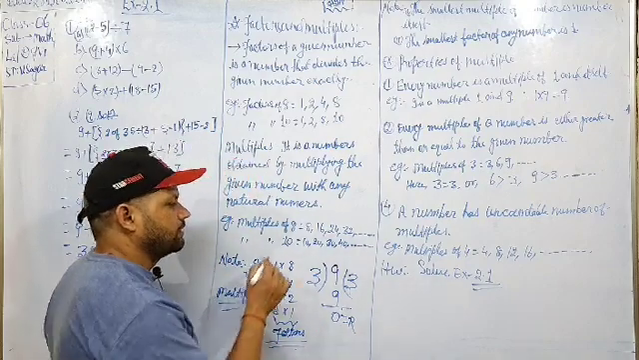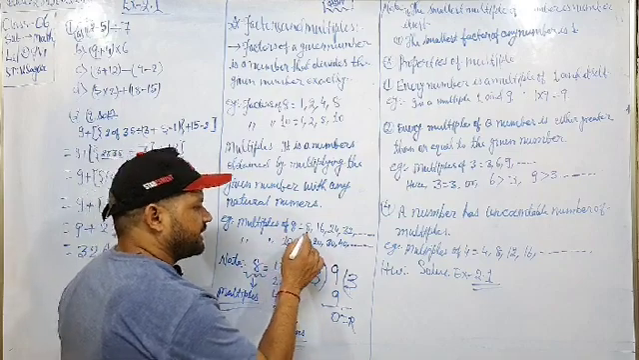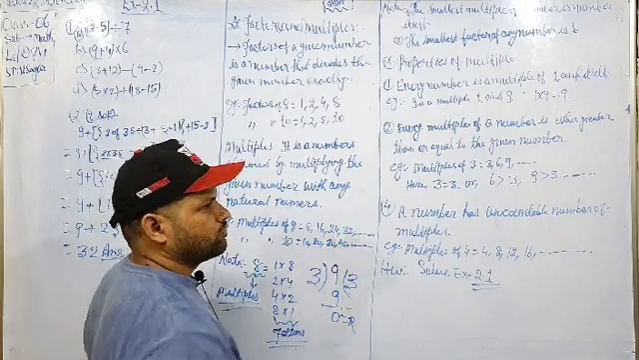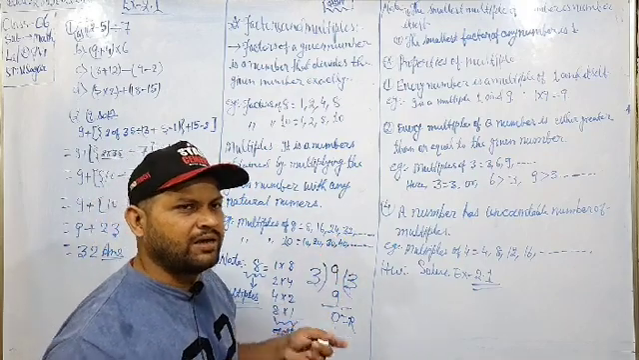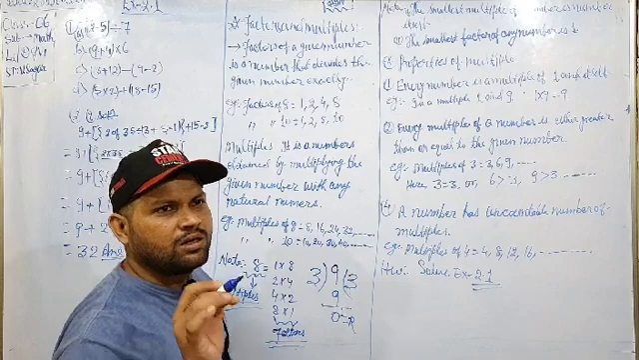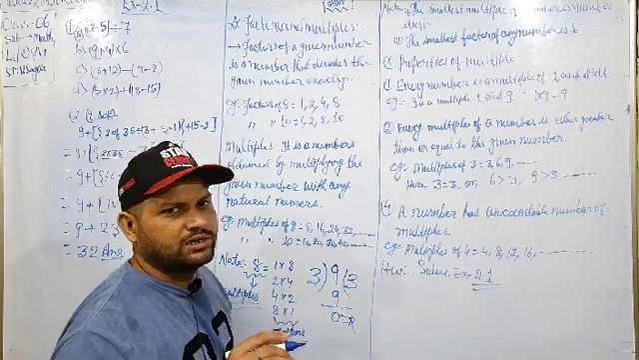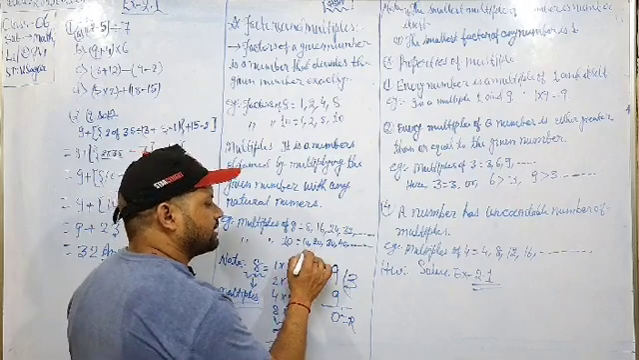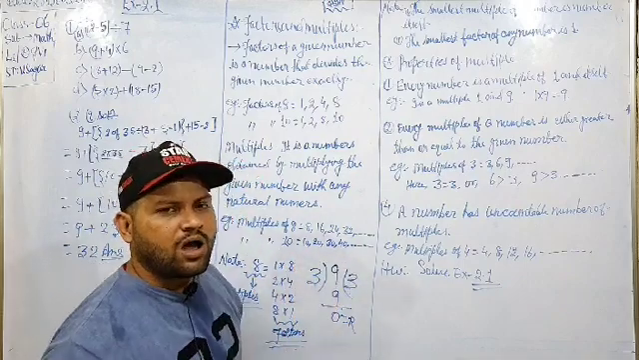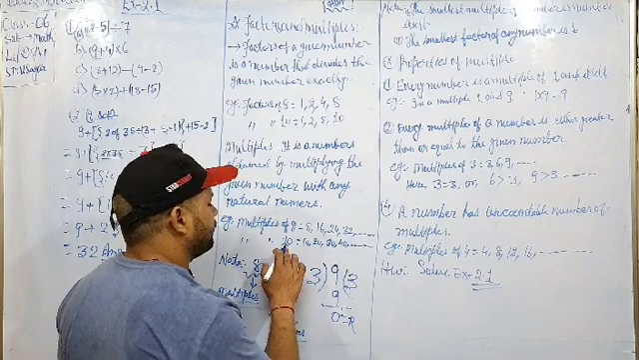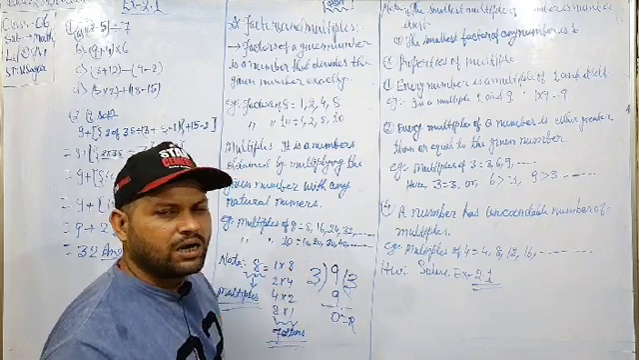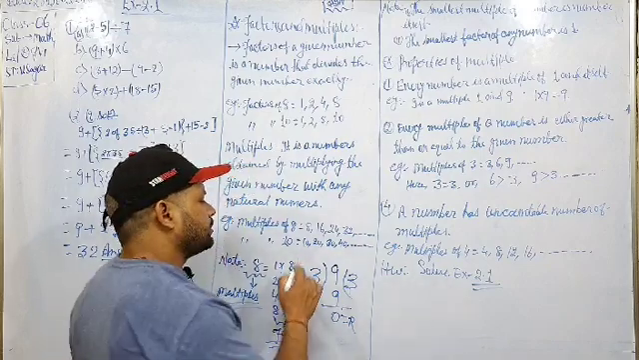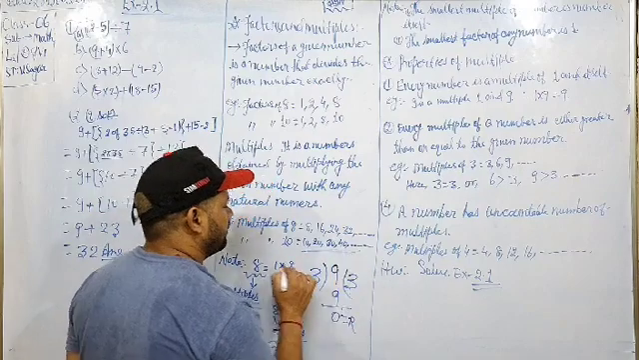Understood? For example, multiples of 8 are 8, 16, 24, 32. These are obtained by multiplying 8 with the natural numbers 1, 2, 3, 4 and so on respectively. In the same way, multiples of 10 are 10, 20, 30, 40. How do we obtain them? When we multiply 10 with 1, 2, 3, 4, 5 and so on respectively. So these are called multiples.